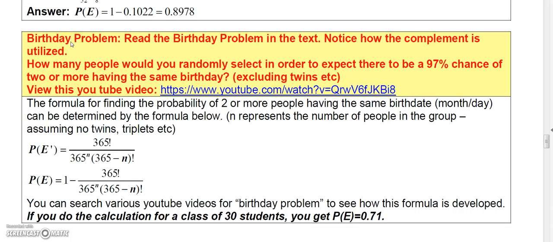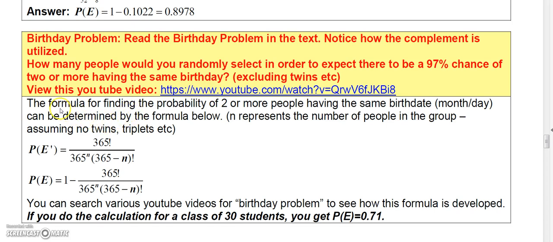The birthday problem is a classic probability problem, but probably not at the level to explain to a freshman or sophomore class. But the results are certainly interesting. How many people would you randomly select in order to expect there to be a 97% chance of 2 or more having the same birthday, excluding twins? Well, if you view this video here, this gentleman does a very good job of explaining the birthday problem.